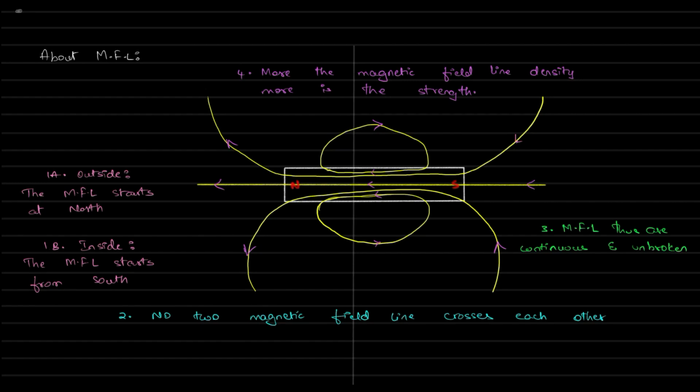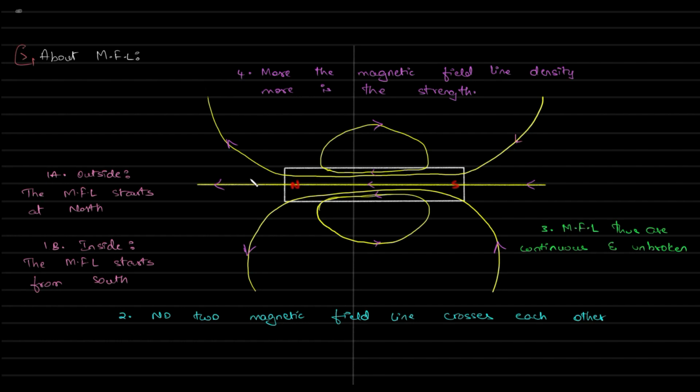We saw how to draw a magnetic field line for a bar magnet. Actually, we can do the same for any given magnet. It's the same process. So what is it that we observed? And what else do we need to know about magnetic field lines?